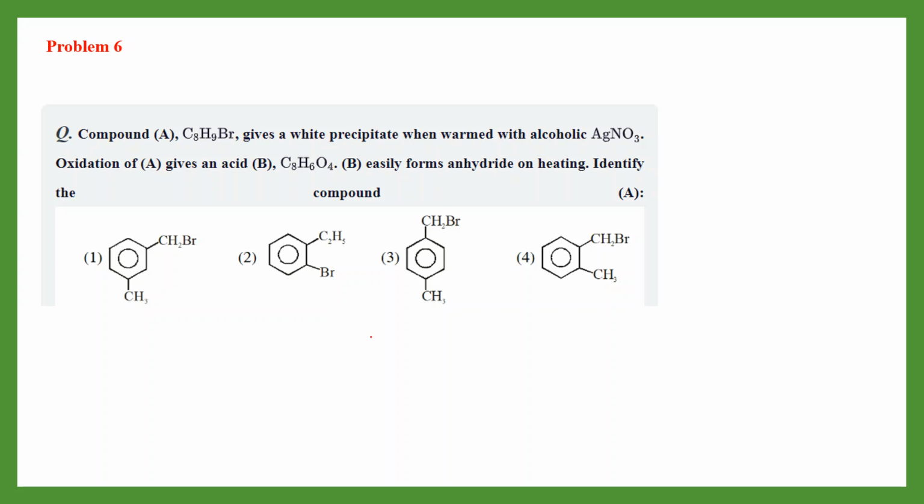Problem number 6. Compound A, C8H9Br, gives a white precipitate when warmed with alcoholic AgNO3. Then it is saying oxidation of A gives an acid which easily forms anhydride on heating. Identify the compound A. So see how to approach these type of questions. It is saying C8H9Br. One method is you can find degree of unsaturation.